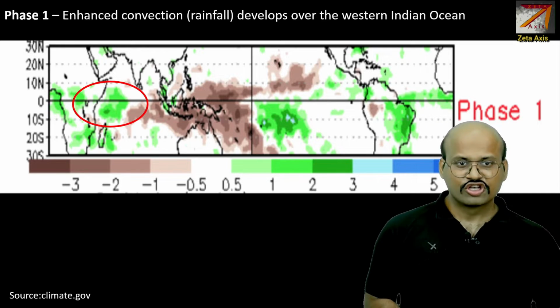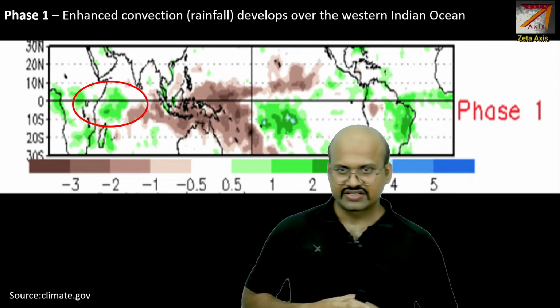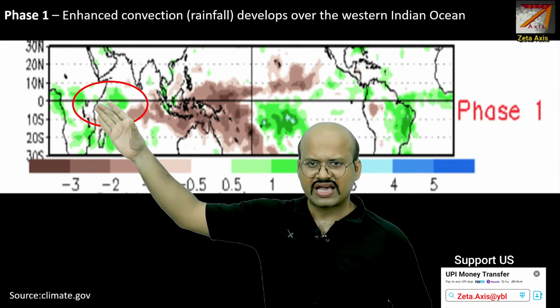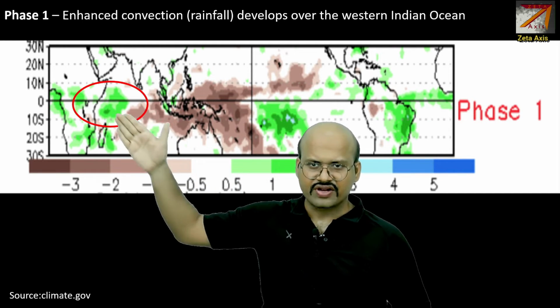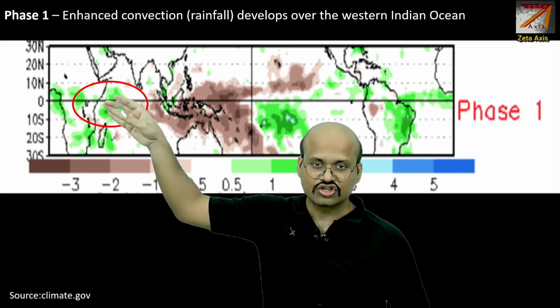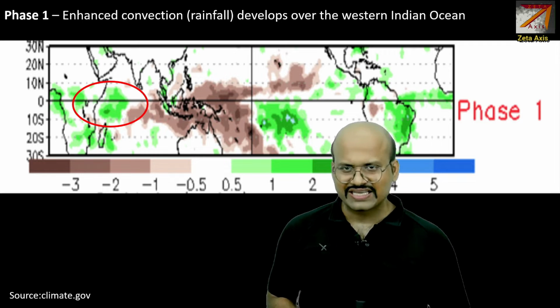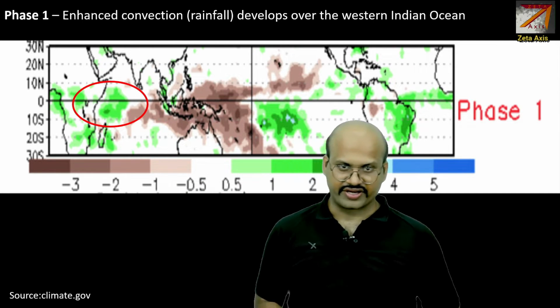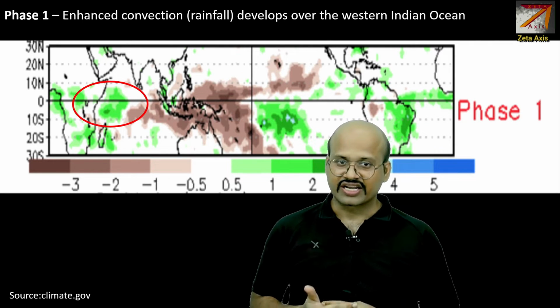So here is the first phase of MJO, and we can see that in the first phase the MJO is formed over the Indian Ocean. Here the air from all directions will converge. It will come from here, it will come from here, it will come from here, it will converge on the surface and rise up. So in phase 1, we can clearly see that the air is taken away from the Indian subcontinent. Therefore, it is definitely going to negatively impact the rainfall in India.